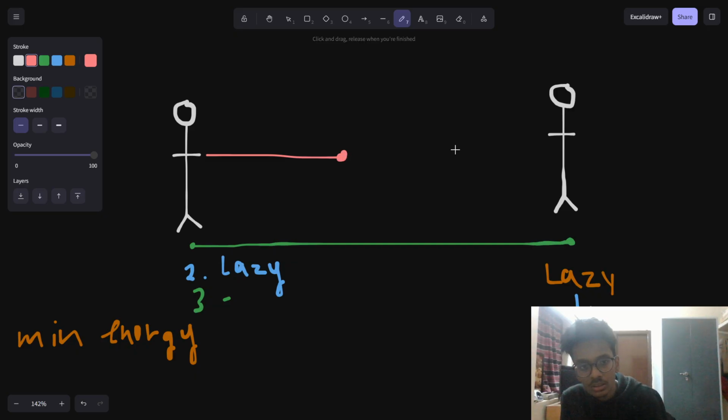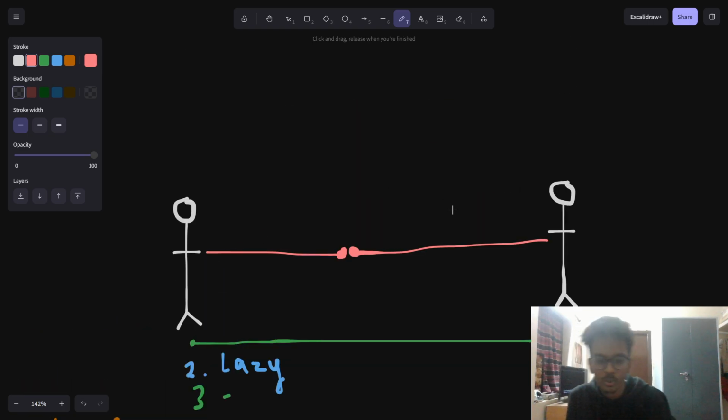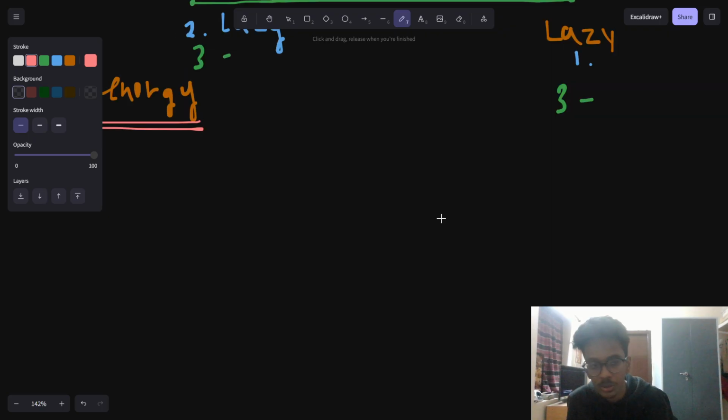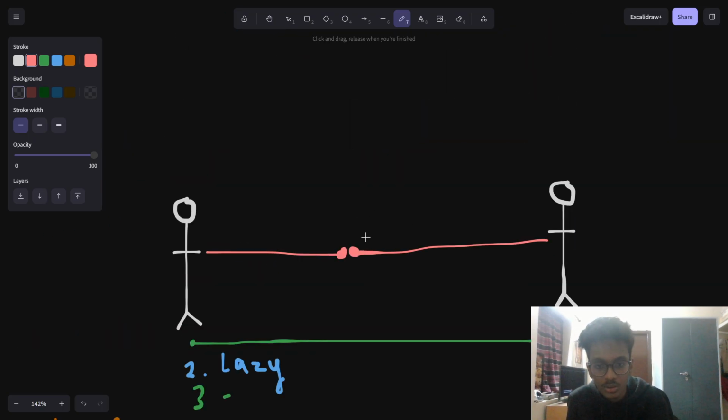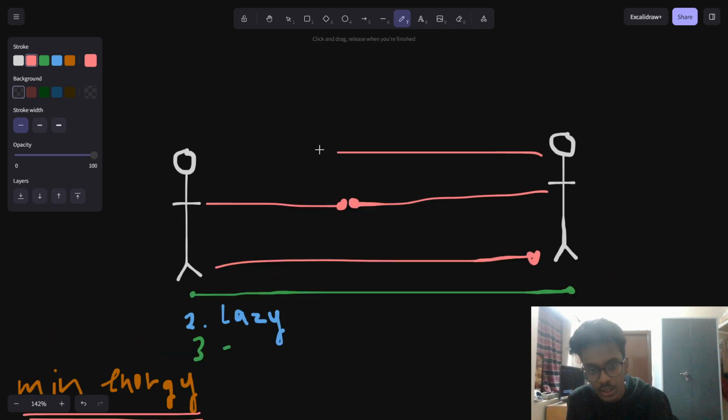You would walk half the distance. He would walk half the distance, and both of you would meet so that you spend the minimum energy, or to equally minimize both energies. So you would meet at the midpoint. In the very first case where your friend was lazy, you had to walk the whole distance. In the other case where you were lazy, your friend had to walk the whole distance. Is this clear?